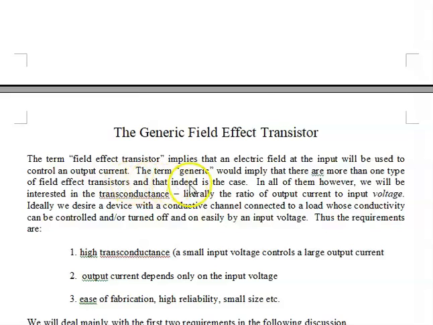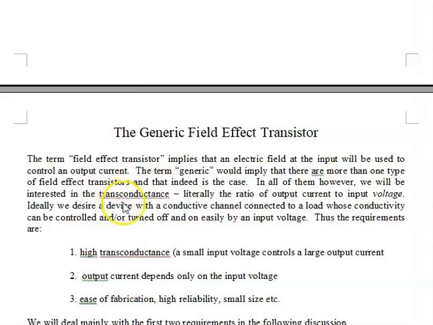And the term generic says that there may be more than one type of field effect transistor, and that indeed is the case. However, all of them have the same characteristics. They use electric fields at the input to control output currents, and because of that, we'll be talking about something you'll be learning more about when you study electronics. They talk about, in field effect transistors, the transconductance, and that's the ratio of output current to input voltage.